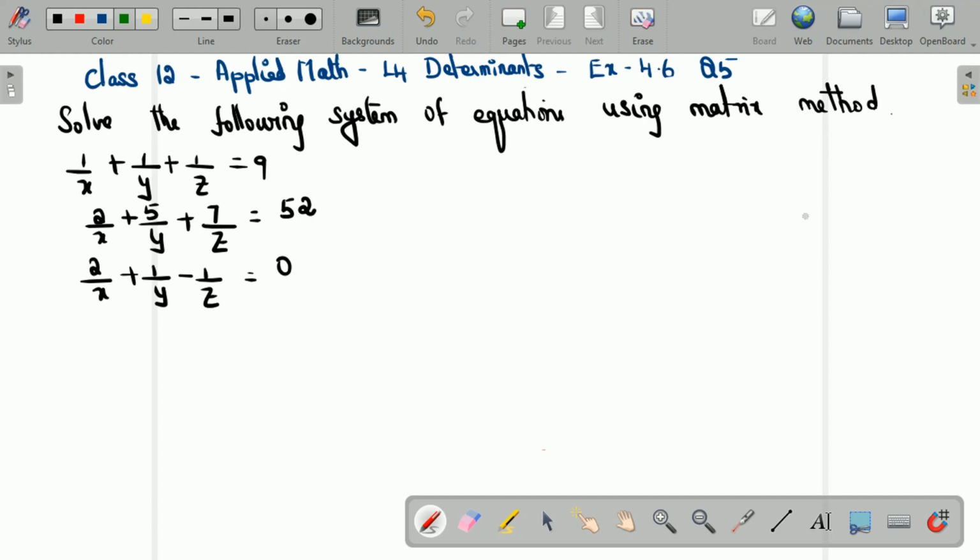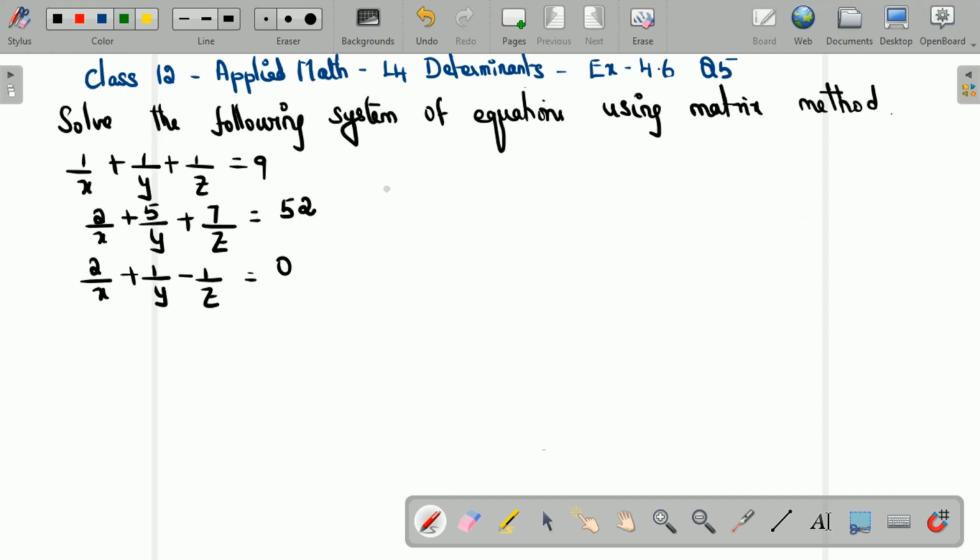In this video, let's find the solution for the fifth question in exercise 4.6. Solve the following system of equations using matrix method. Here, the variables are given as 1 by x, 1 by y and 1 by z. So, we will use the normal method to solve these equations. Only we will keep in mind that the value that we have generated is for 1 by x.